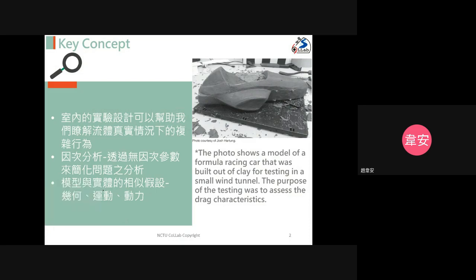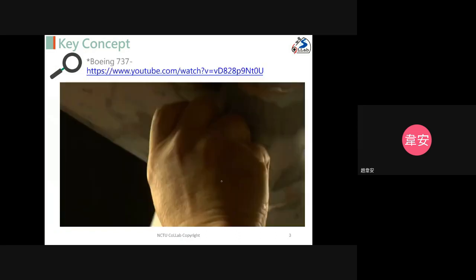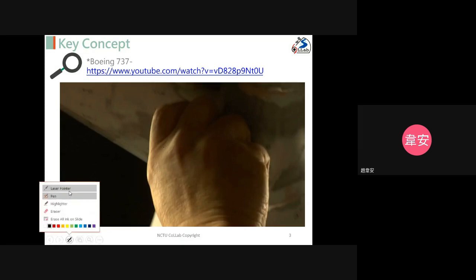some similitude analysis. The photo showing here is a model of a Formula racing car that was built out of clay for testing in a small wind tunnel. The purpose of the testing was to assess the aerodynamic characteristics. We can take a look at the movie showing here.